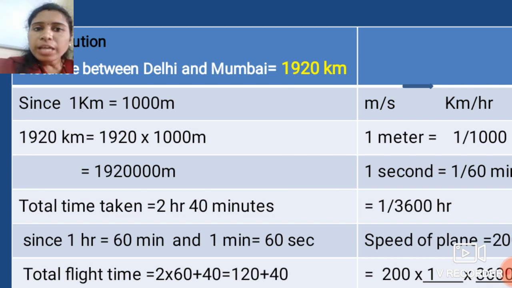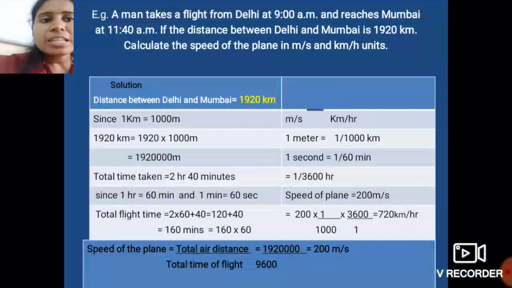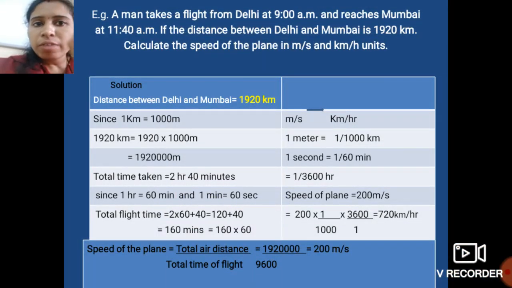Also, what we have given in our example is time. See students, what is that time? From 9 am to 11:40, how much time is there? 9, 10, 11, so 2 hours 40 minutes. So total time taken is 2 hours 40 minutes.